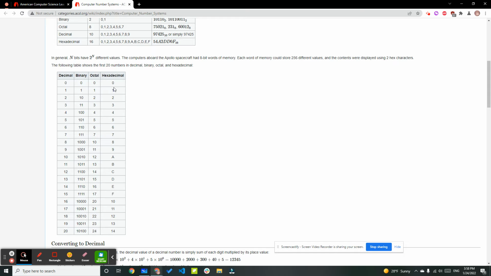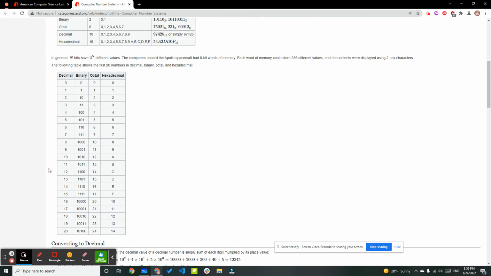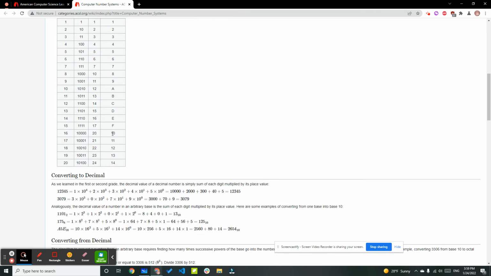Hexadecimal uses letters after 9. A is 10, B is 11, C is 12, D is 13, E is 14, and F is 15. To say 16 and up, it just does 10, 11, 12, 13, 14 until 19. So that's decimal, binary, octal, and hexadecimal.